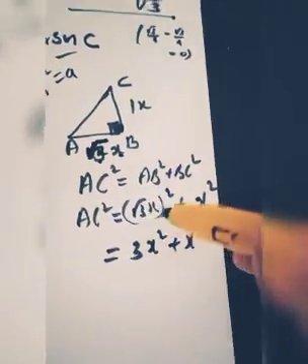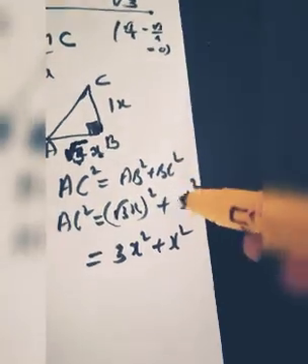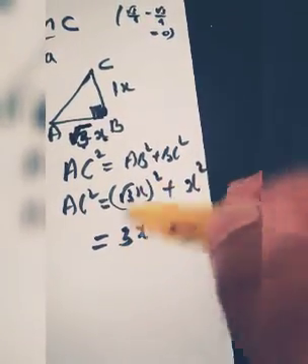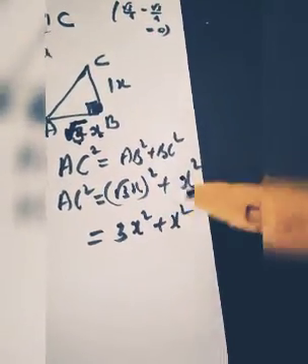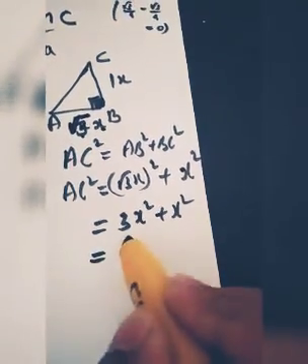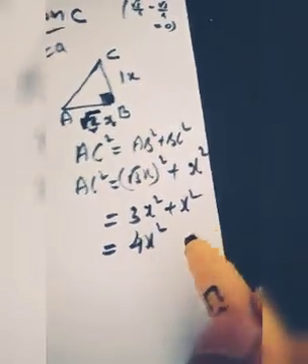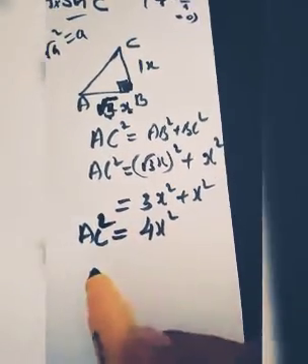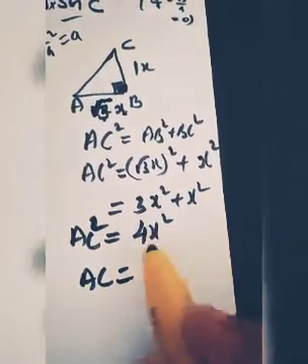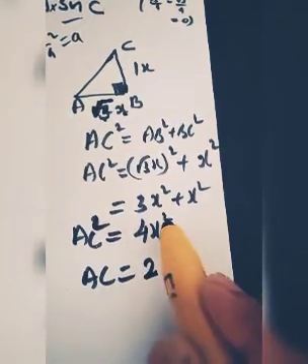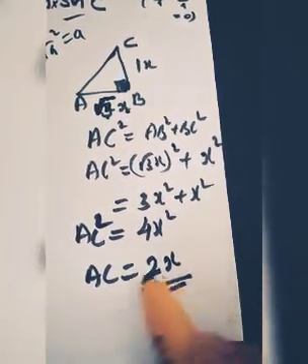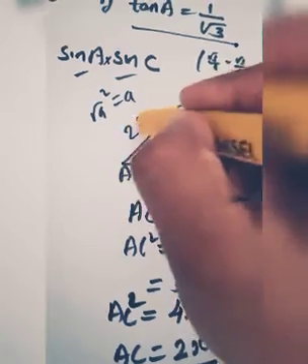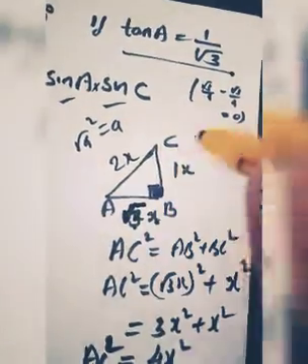AB square means root 3x square, then BC square means x square. So it becomes root 3 square is 3, x square is x square, then plus x square as it is. What is 3x square plus x square? 4x square. So AC square we got as 4x square. Then what will be AC? Square root of this. What is square root of 4? 2. What is square root of x square? X. So we got the value of AC as 2x. Here it is 2x. So we got all the three sides.